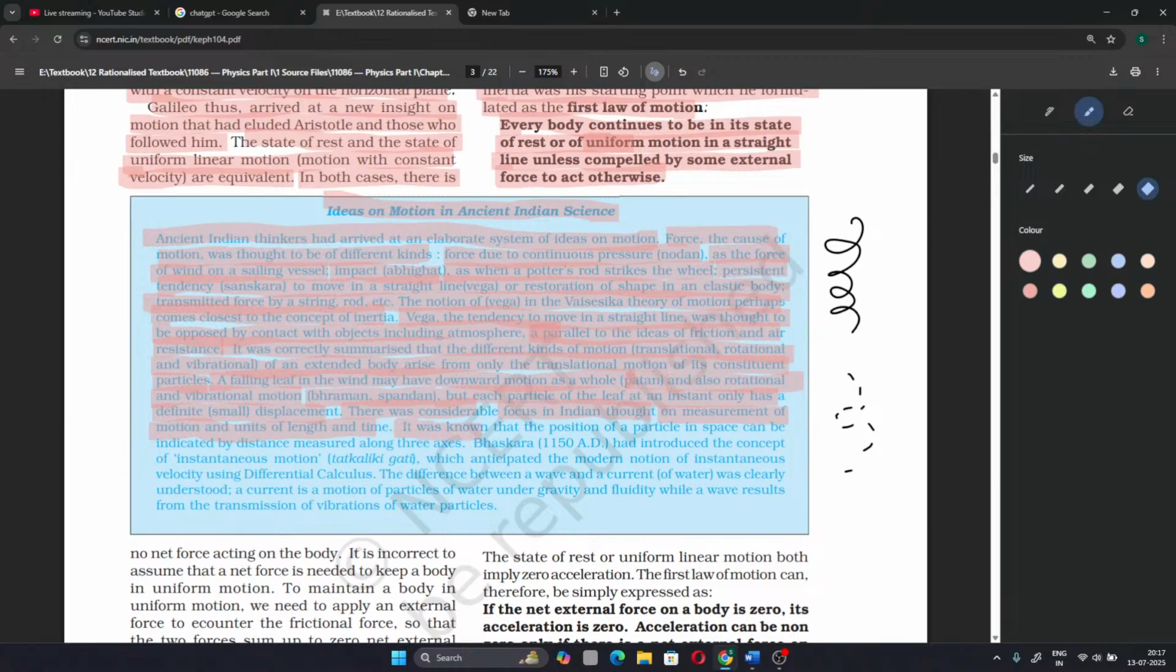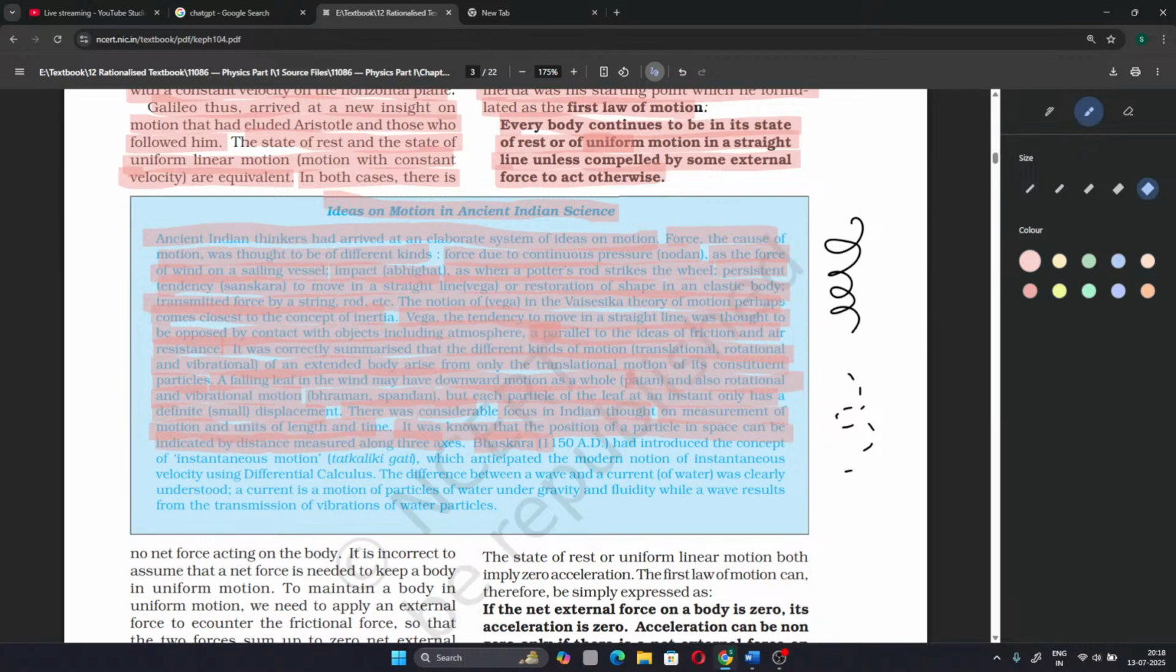It was known that the position of a particle in space can be indicated by distance measured along 3 axes, the x, y, and z. Basically, this is 3-dimensional, as you can imagine right here.